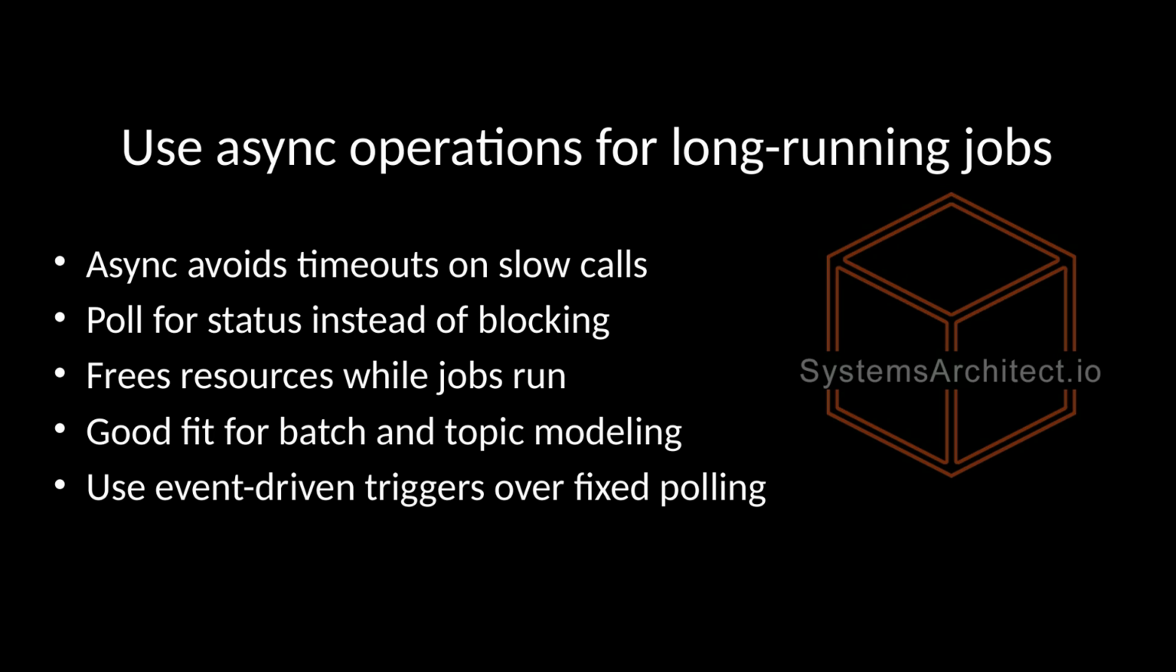Async jobs are also a natural fit for batch and topic modeling, where processing time varies a lot. A practical tip is to use an event-driven trigger to check status. That scales far better than fixed polling.